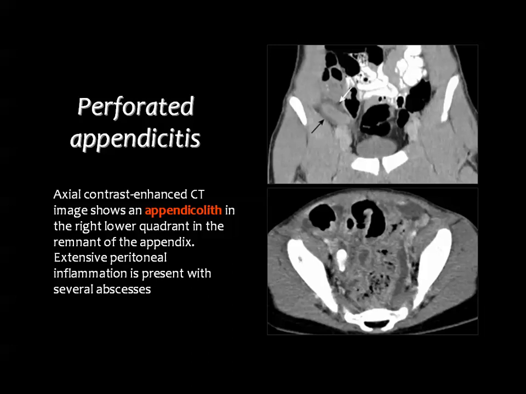Sometimes, whenever they are trying to remove the appendix by endoscope, the appendicolith may be missed inside the abdomen, and it will act as a foreign body, and it may result in some suppuration and inflammation and also abscesses in the pelvis. This is very important to be taken out with the appendix.